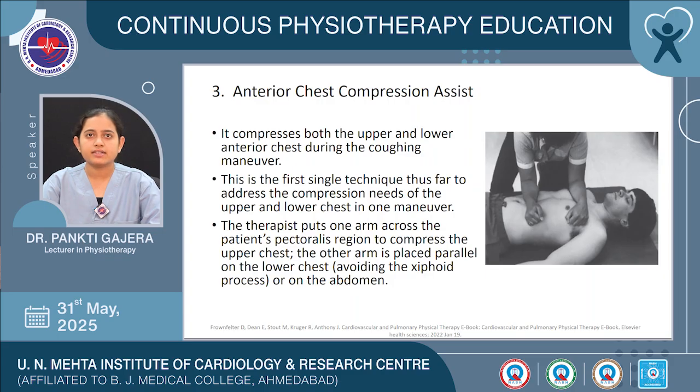Third one is anterior chest compression assist. It compresses both the upper and lower anterior chest during the coughing maneuver. This is the first single technique thus far to address the compression needs of the upper and lower chest in one maneuver. The therapist puts one arm across the patient's pectoralis region, that is the upper chest, to compress the upper chest, and the other arm is placed parallel to the lower chest, avoiding the xiphoid process or the abdomen.